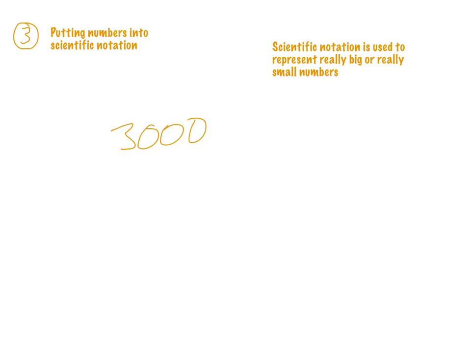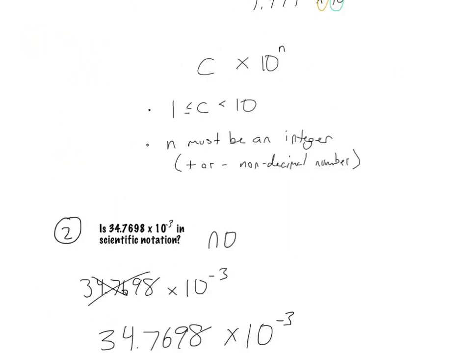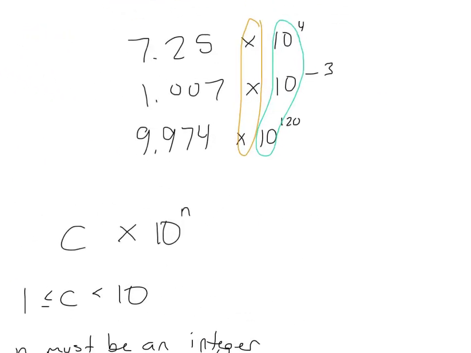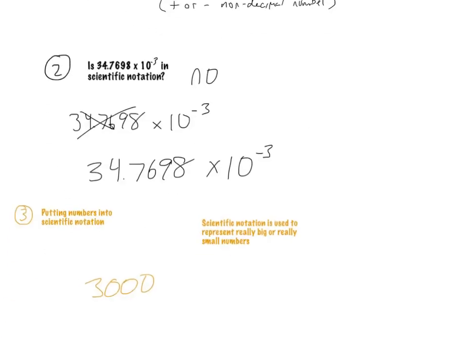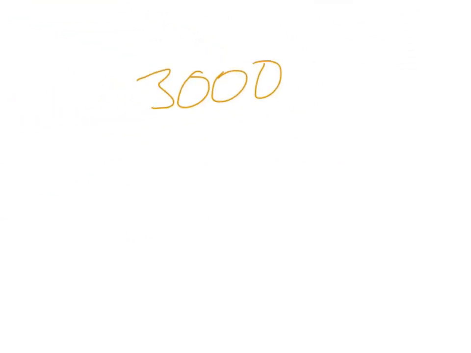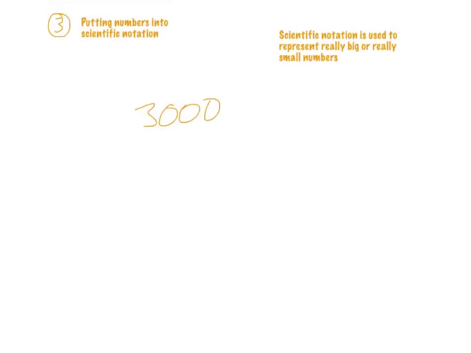Well, let's go back and look at what some things in scientific notation look like. Again, these numbers were greater than or equal to 1, but less than 10. And it was all times the number 10 to some power that was either a positive or negative non-decimal number. Okay? So the first thing we need to do is identify where the decimal is in 3,000. Well, we know it's right there. Okay, it's the invisible decimal.